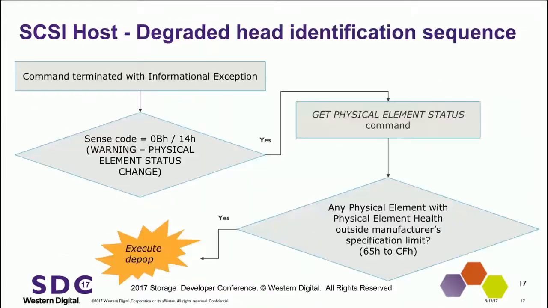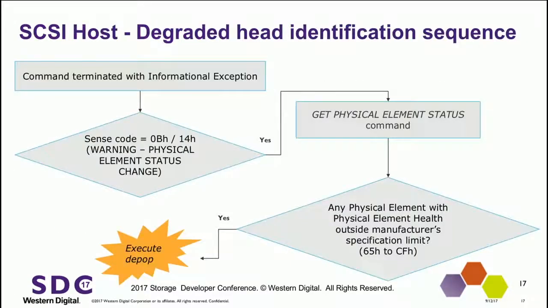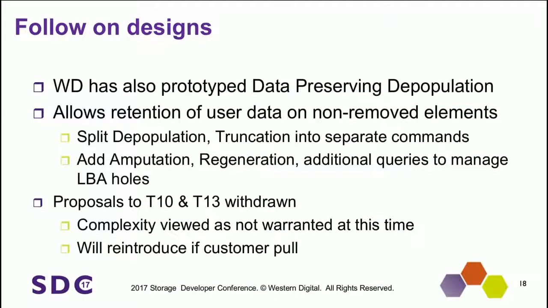So just in flowchart form, this is essentially the same thing. No sense to belabor this. I guess the new element that's called out here is the sense code for the warning physical element status change, which is on here, 0B14. Okay. Well, any questions on that so far? No. Good. Clear. Excellent.